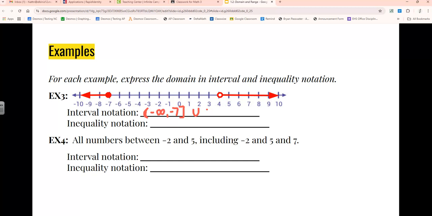Then 4 is going to have a parentheses because it's not included, and you're going to go up to positive infinity. We were looking pretty good on that part as I walked around. A lot of people were getting that.